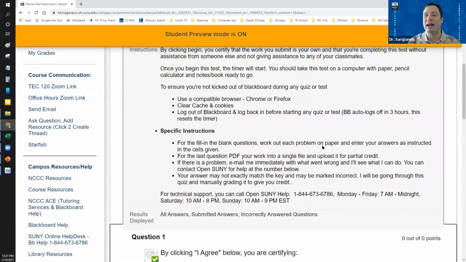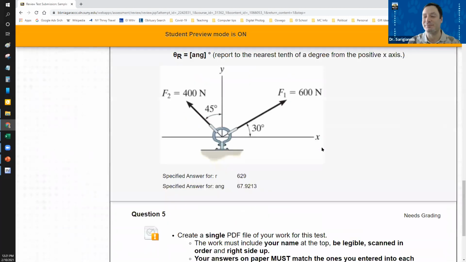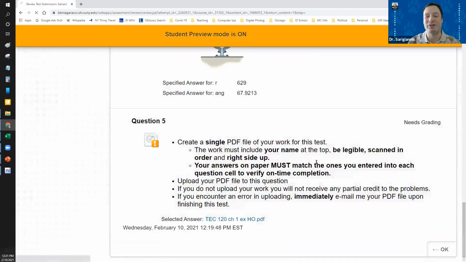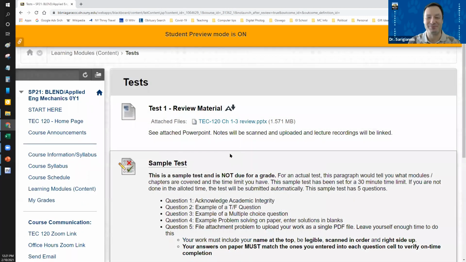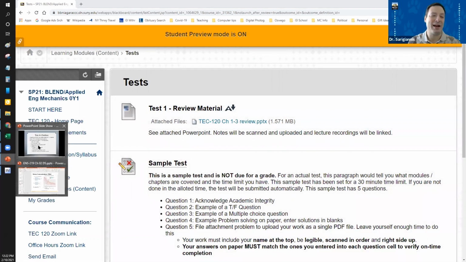All right, so are there any questions about how the test works mechanistically? All right, so that's the sample test. Let me go back to the PowerPoint.